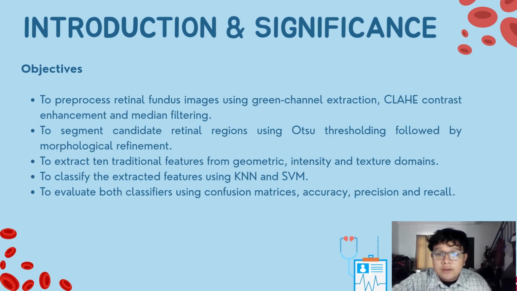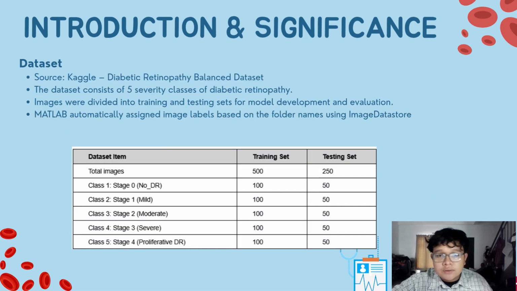So this is our objective. The first is to pre-process retinal fundus images using green channel extraction, CLAHE contrast enhancement, and median filtering; to segment candidate retinal regions using Otsu thresholding followed by morphological refinement; to extract 10 traditional features from geometry, intensity, and texture domains; to classify the extracted features using KNN and SVM; and to evaluate both classifiers using confusion matrices, accuracy, precision, and recall.